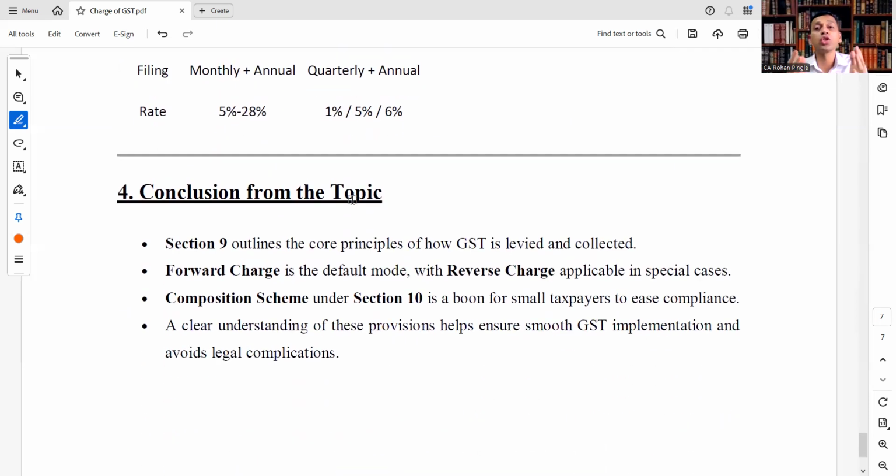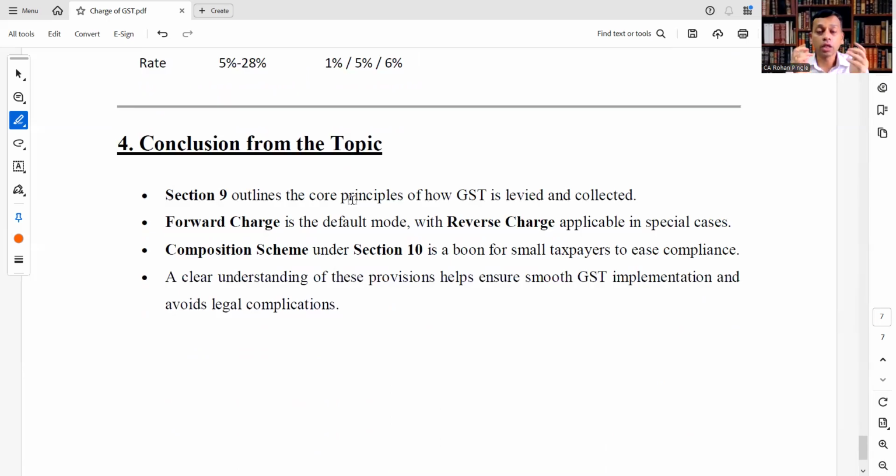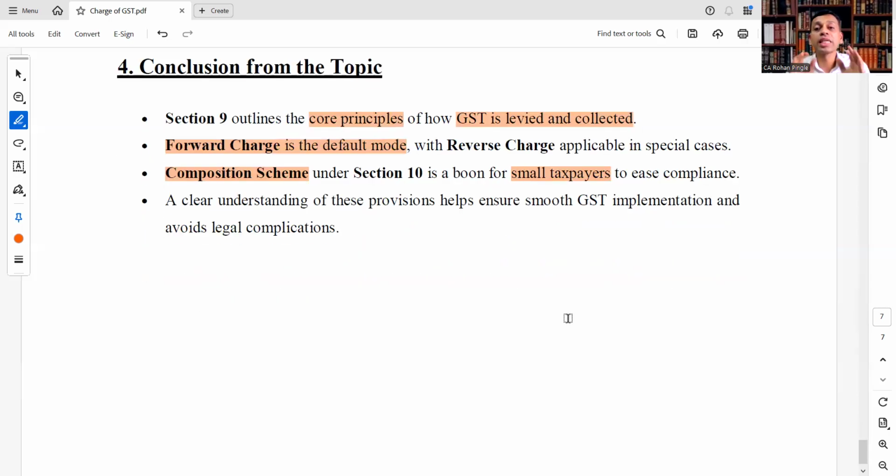Let's see what conclusion we can draw from the topic. Section 9 outlines the core principles of how GST is levied and collected. Forward charge is the default mode, with reverse charge applicable in special cases. The composition scheme under section 10 is a boon for small taxpayers for easy compliance. A clear understanding of these provisions helps ensure smooth GST implementation and avoid legal complications.